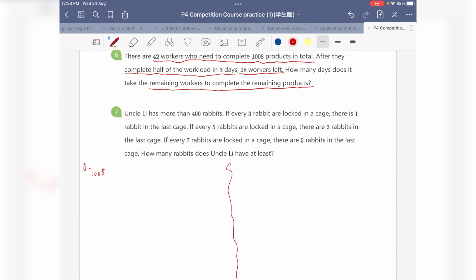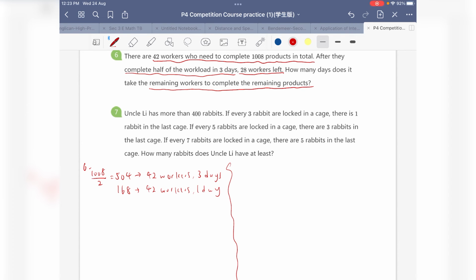We have 1,008 divided by 2, which is 504. This is for 42 workers, right? 3 days. So let's take a look at 1 day then. If we were to calculate 1 day, it will be 504 divided by 3, which is 168, which is 42 workers in 1 day.